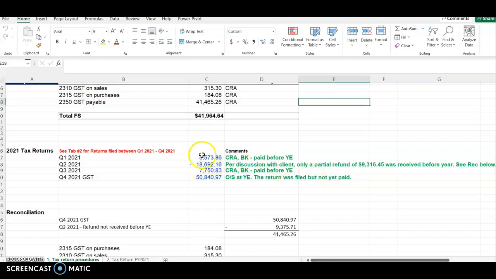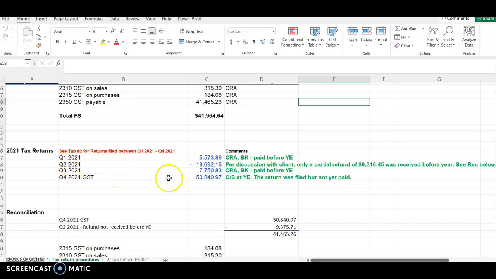So this amount shows that it is coming from the tax return. And according to the tax return for quarter 1, the client was to pay this amount to the government. And how did I confirm that the client actually paid this amount? I agreed it to the client's bank statement, and I saw that this amount was actually paid before year end. So this is good.